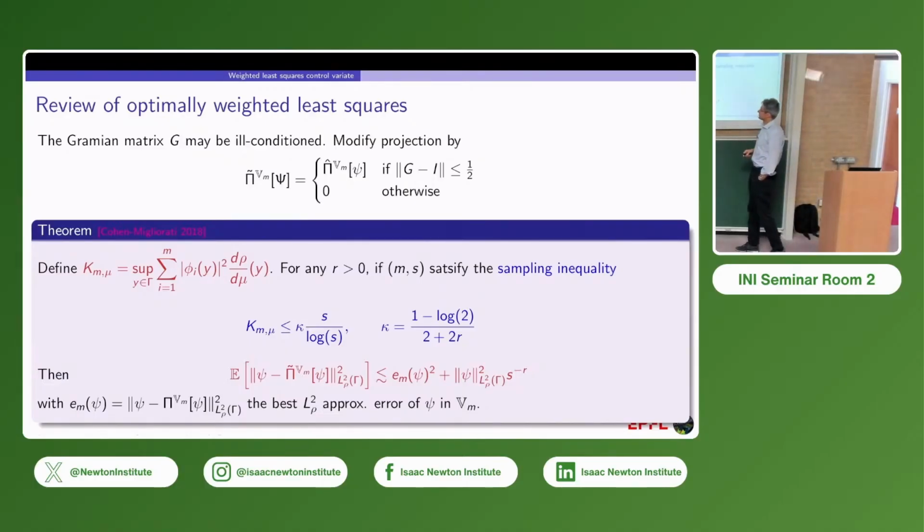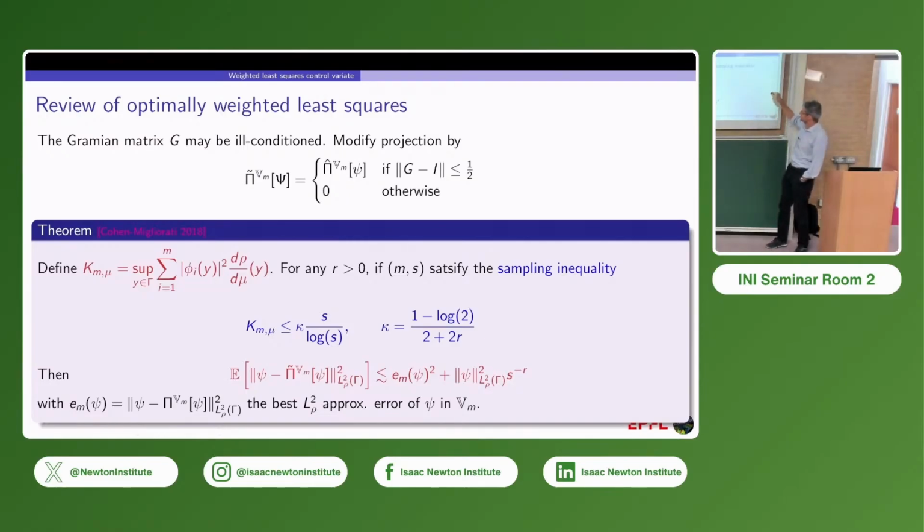So here is the result from that paper. It says that one should look at this quantity here. This quantity is the supremum of, you take your basis functions as a function of y, squared, times the weight, and sum all of them. So this is a function of y, and then you take the supremum of this. And then you should take m and S. So m is the size of the subspace. S is the number of points that you use.